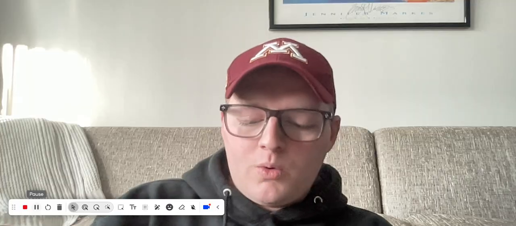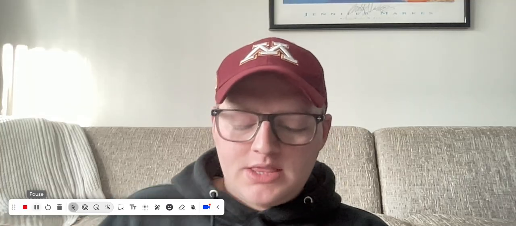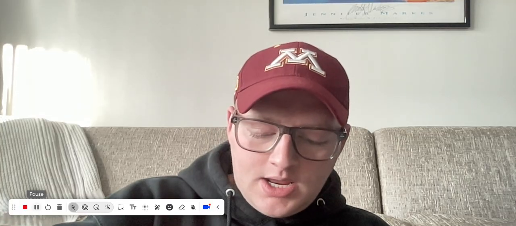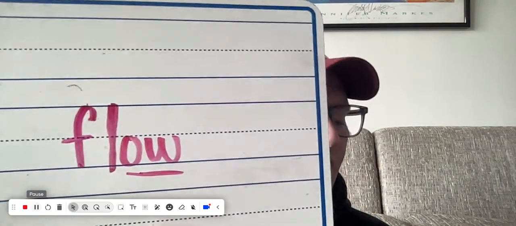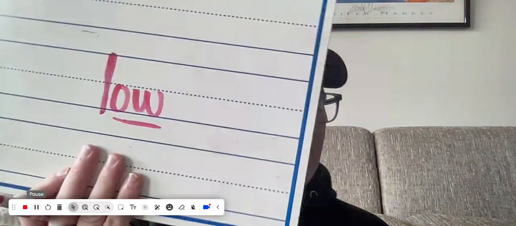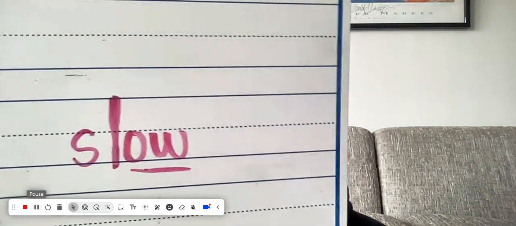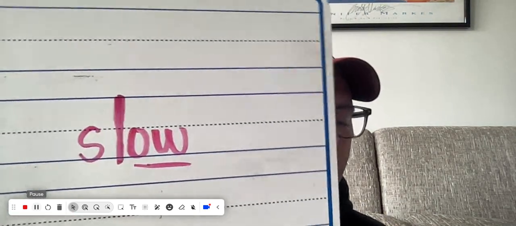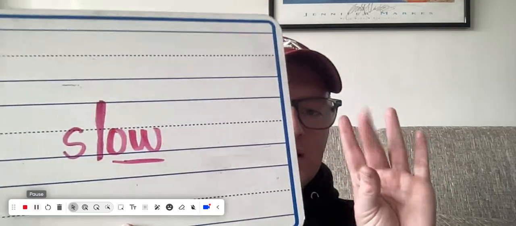Change blow to flow. I hear that change coming at the beginning again, and I'm going to erase the B and write an F for flow. Now, what word do I get if I erase the F? I erase the F, and then I'm going to write an S in its place. What word is that?